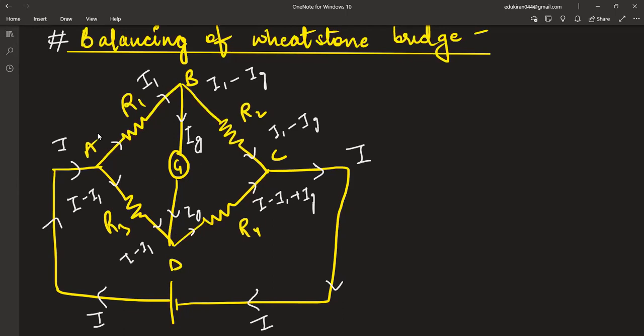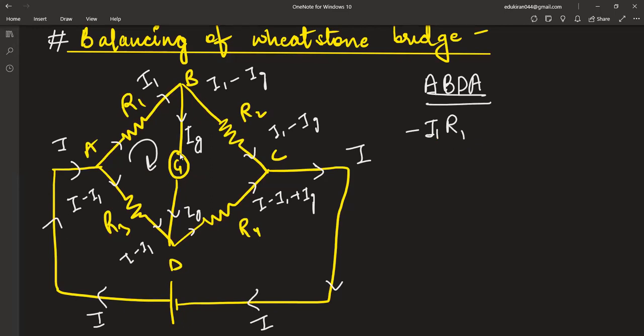Now solving, let's take A, B, D, A. This is the branch. So A, B, D, A, like this I am moving. So from A to B, I am moving along the direction of current, same direction. So negative I1 into R1. Potential I've written coming here.